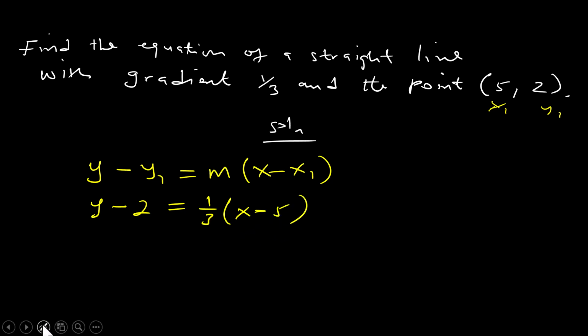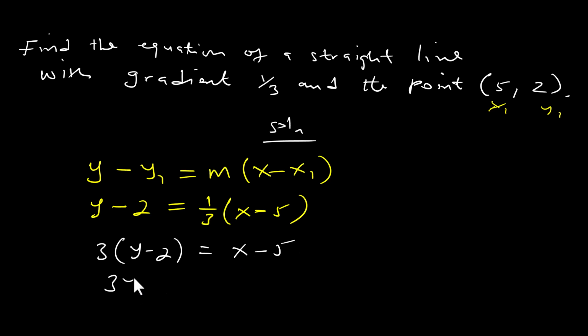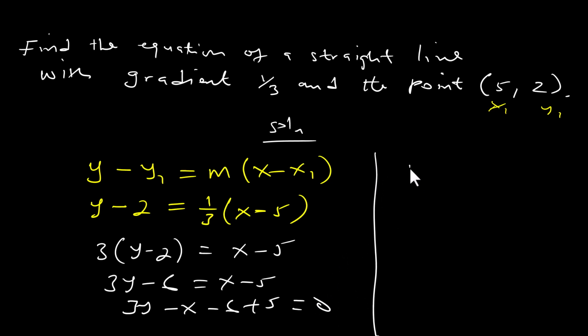So we can multiply this 3 by this. So we have 3 times y minus 2 equals 1 times that, so we have x minus 5. So 3y minus 6 equals x minus 5. So 3y minus x minus 6 plus 5 equals 0. So we have 3y minus x minus 1 equals 0. So this is the line: 3y minus x minus 1 equals 0.